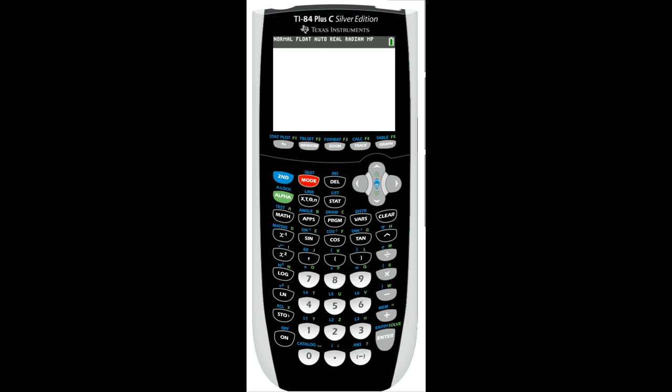So we want to calculate the x-intercepts of the curve y equals 0.5x cubed minus 20x squared plus 5x plus 100. So we'll start by graphing this curve. You may have this curve in your y equals if you watched a previous video, but if not, you'll need to go ahead and type in our curve. 0.5x cubed minus 20x squared plus 5x plus 100.